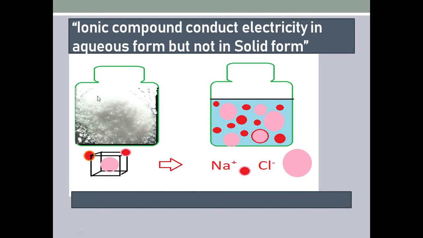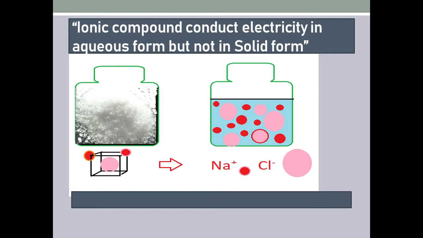If you see the bottle which contains solid form of NaCl, it will never conduct electricity. Why? Because in solid form, cations and anions of the ionic compounds are fixed at their positions and they are not free to carry charge from one place to another place. While in aqueous form, the sodium and chloride ions are free to carry charge. If they carry charge from one place to another place, they become conductive or good conductors.